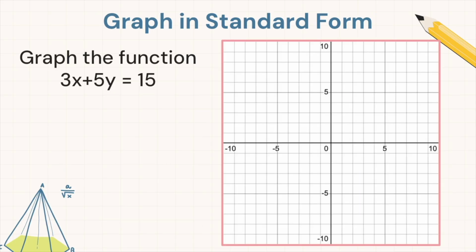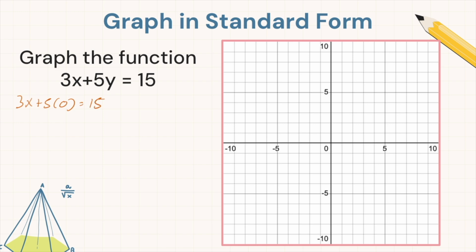So here we're going to graph in standard form. We've got the function 3x plus 5y equals 15. We're first going to have to find our intercepts before we can plot them on the graph, and then draw a line between. So we'll start with our x-intercept by substituting in 0 for y. So we're going to have 3x plus 5 times 0 is equal to 15.